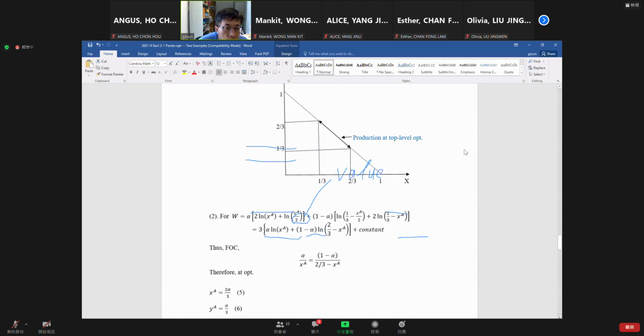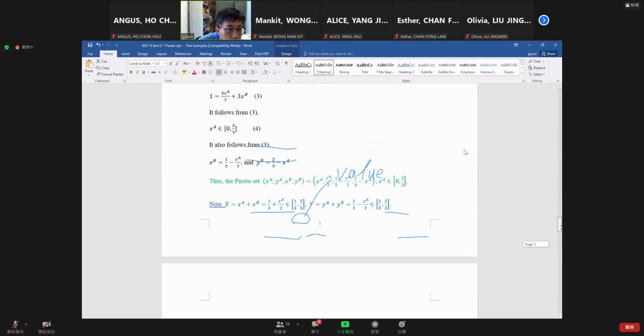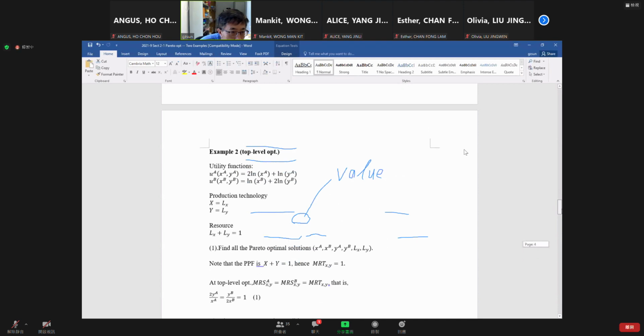If we have a social welfare function, still the same, and then, sorry, this is the solution, not the question or problem part. Let me try to figure out where the question of the top level is.